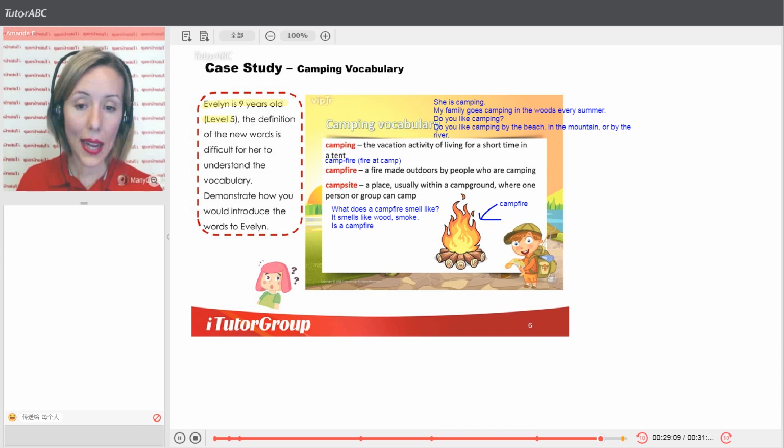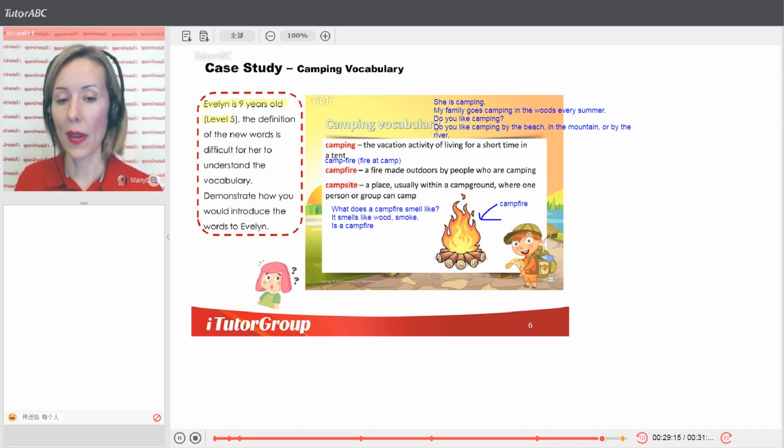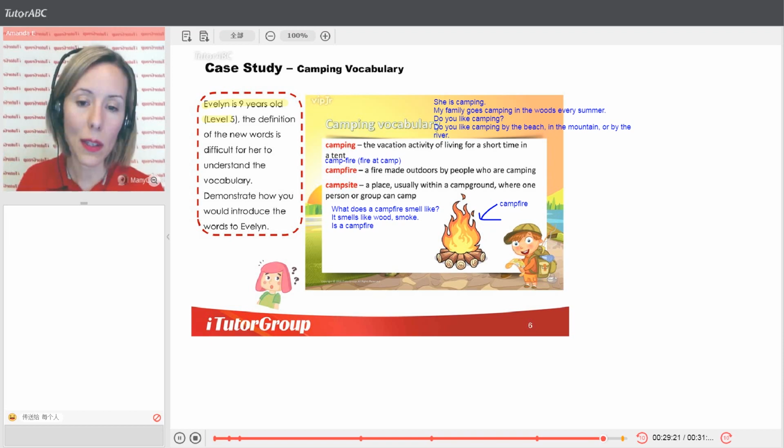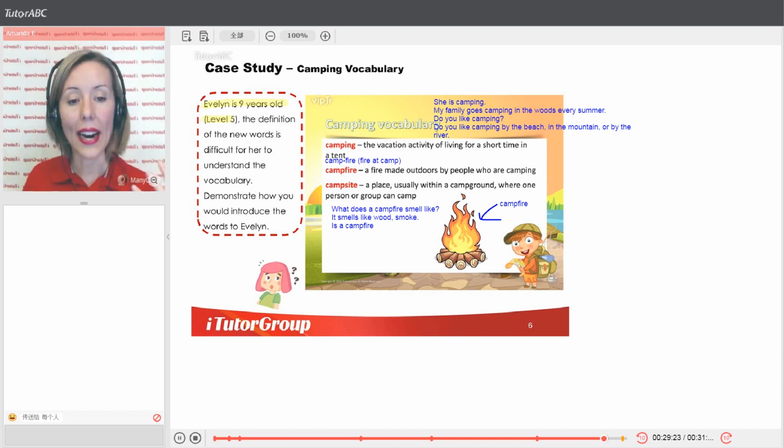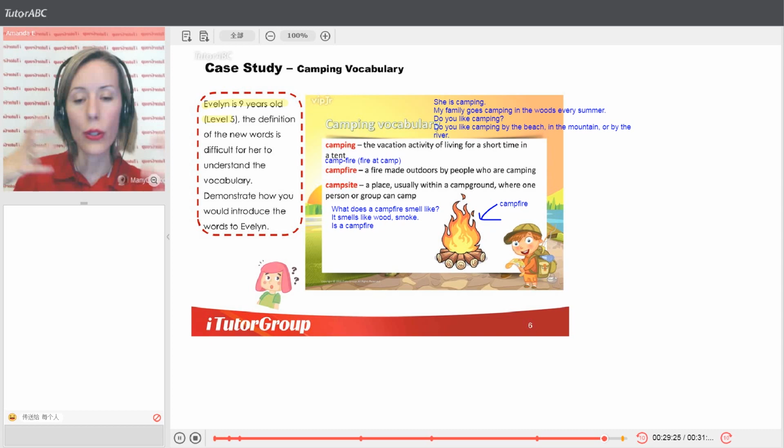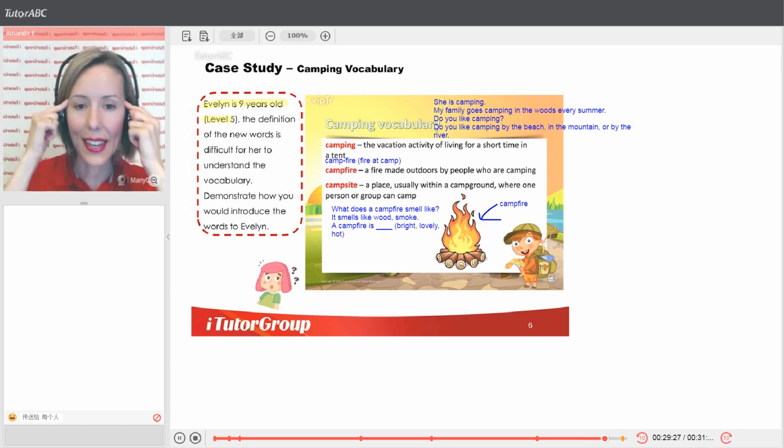Maybe they can fill in the blank. A campfire is, maybe she'll say bright, lovely, hot, and this will help her think a little bit creatively about the word campfire. And the more she thinks about campfire and uses the word campfire, it's going to stick in their head.